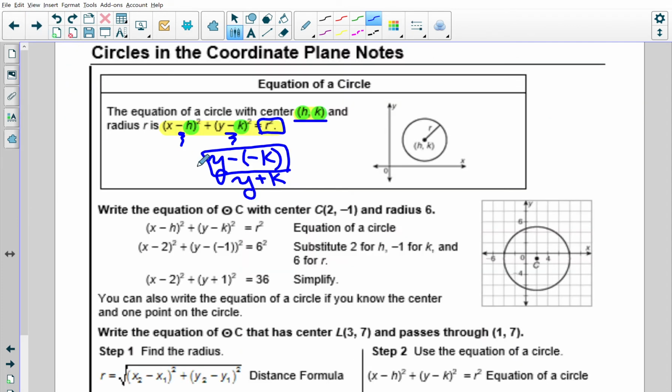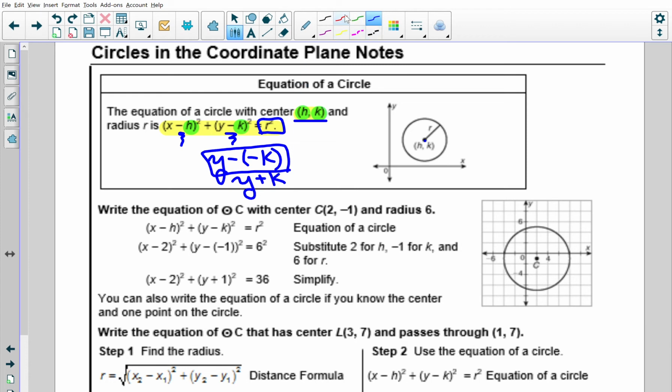Here you see again the equation of the circle. Center HK, radius r. We just did this. If the coordinate is negative, notice negative parenthesis negative turns into a positive. Very important. When you see that as a sum, you know that the coordinate is negative.